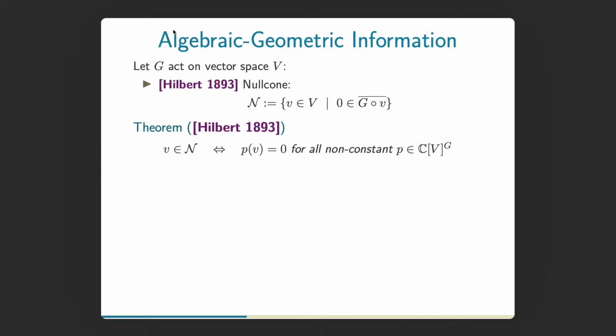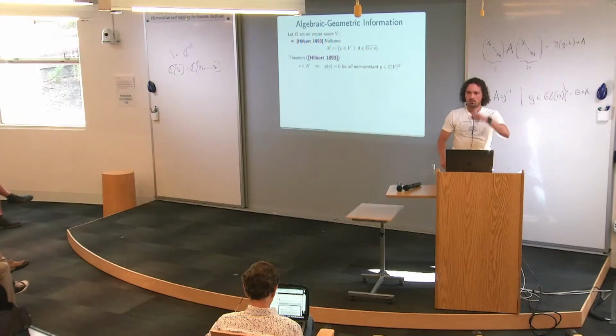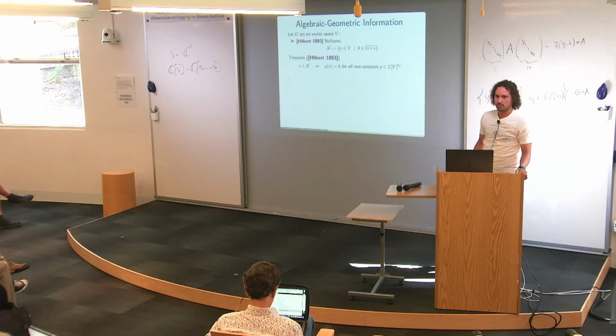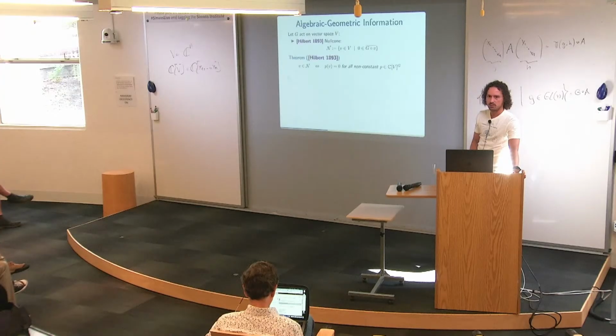Why is it called a cone? Because the action is linear, so if I multiply or divide by any scalar, I'm still in the set. Even a negative scalar is okay. It's not a convex cone, though. You can multiply by any complex number, and that's fine.